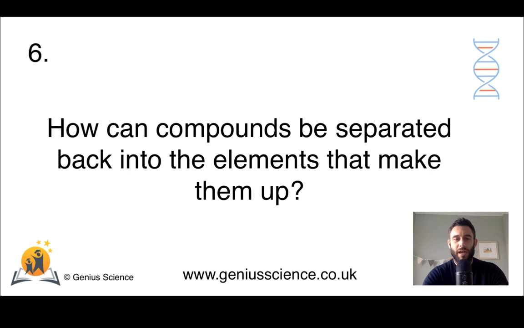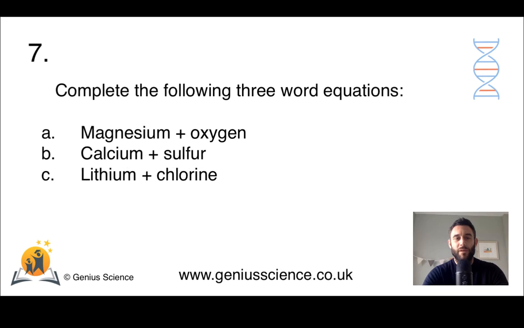Question 6. How can compounds be separated back into the elements that make them up? Remember, if I'm going too fast, you can pause, or if I'm going too slow, you can speed me up. Question 7. Complete the following 3 word equations. 7a, magnesium plus oxygen. 7b, calcium and sulfur. And 7c, lithium and chlorine.